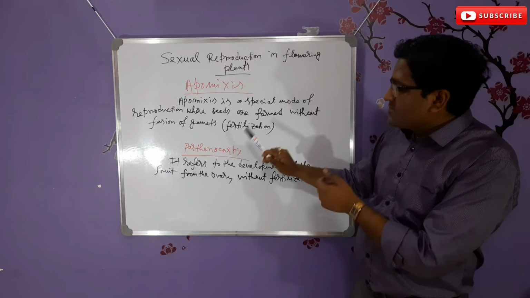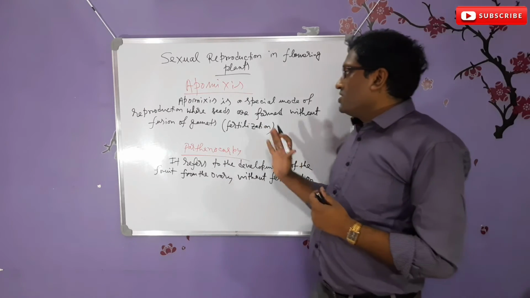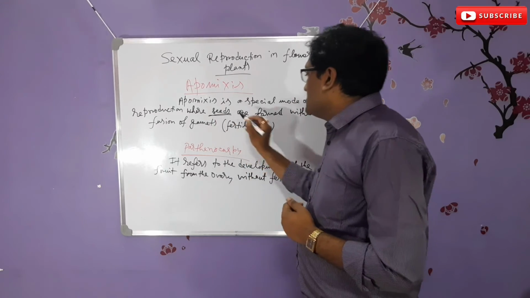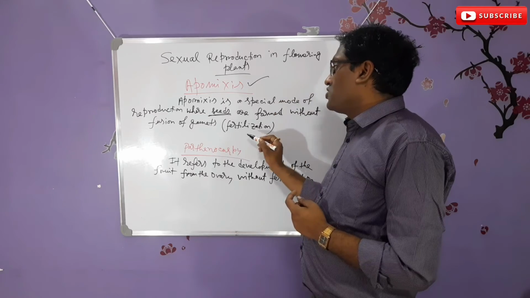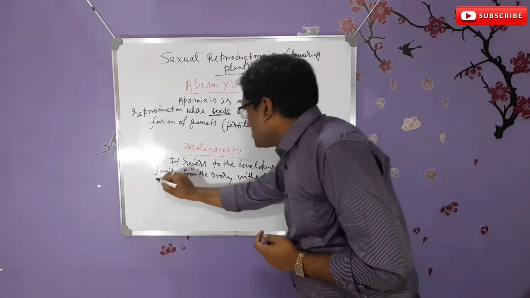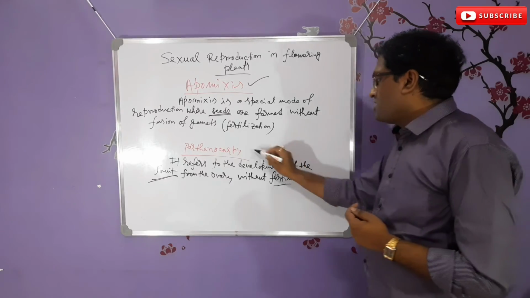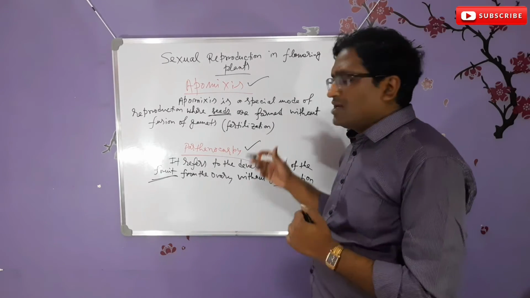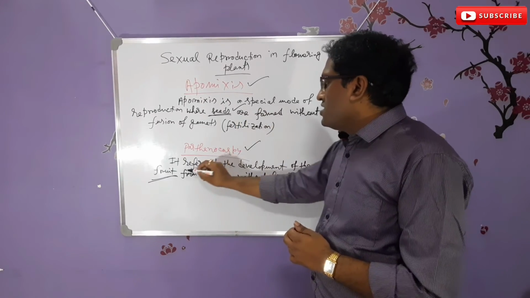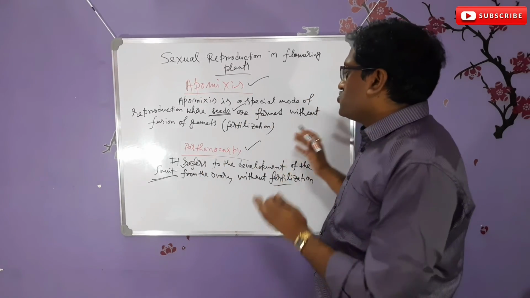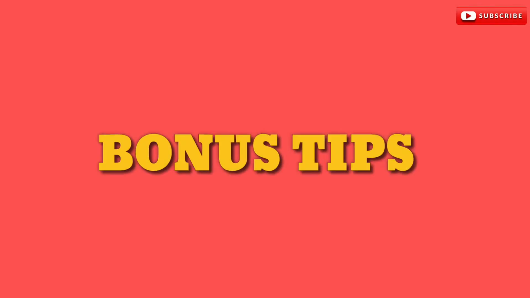Here the seeds are produced without fertilization in case of apomixis, but in case of parthenocarpy, the fruits are produced from the ovary without fertilization. So the two things are more or less similar, but not the same, because here the seeds are produced and there the fruits are produced. So students, you should remember these two topics. You should remember the definitions.